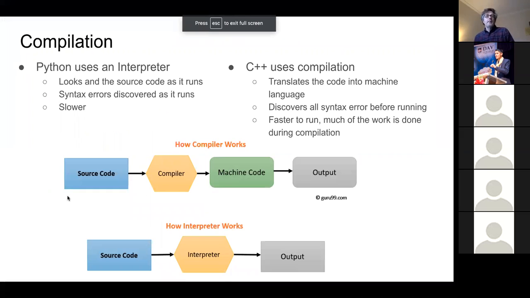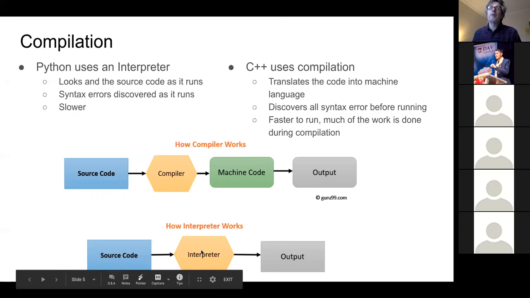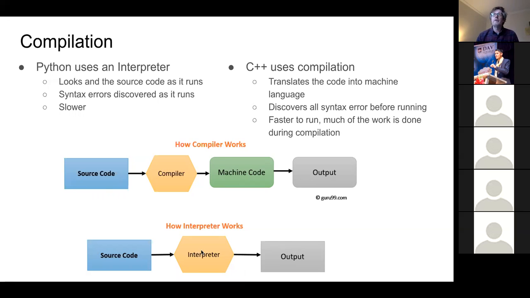Okay, now, one major difference between Python and C++ is something called compilation. It turns out that Python uses an interpreter. The interpreter looks at the source code as it runs, decides what it's supposed to do, and does it, right? We see this here at the bottom. We have a source code, and we have a program called Python that runs the code by looking at it and doing it. This is similar to a language interpreter, right?